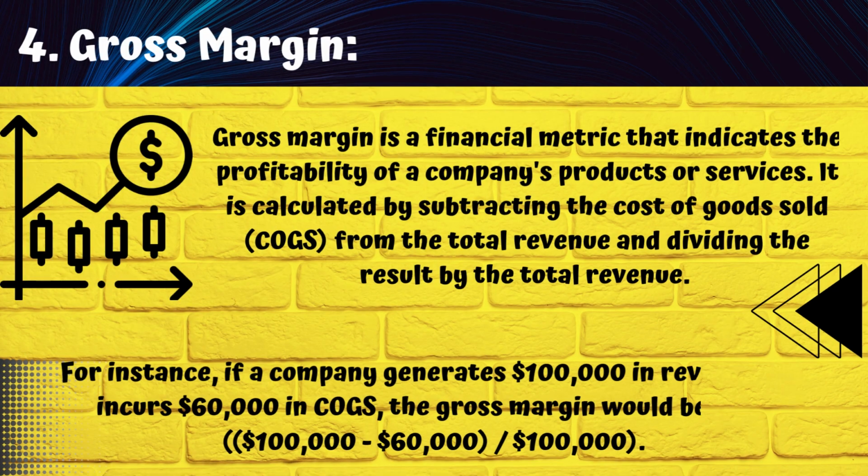Number 4. Gross margin is a financial metric that indicates the profitability of a company's products or services. It is calculated by subtracting the cost of goods sold, COGS, from the total revenue and dividing the result by the total revenue. For instance, if a company generates $100,000 in revenue and incurs $60,000 in COGS, the gross margin would be 40%.